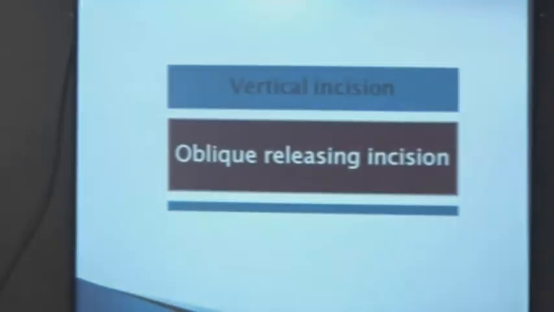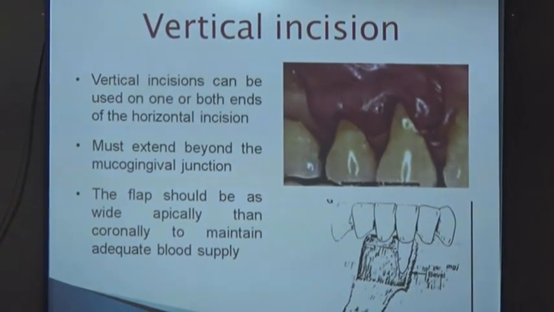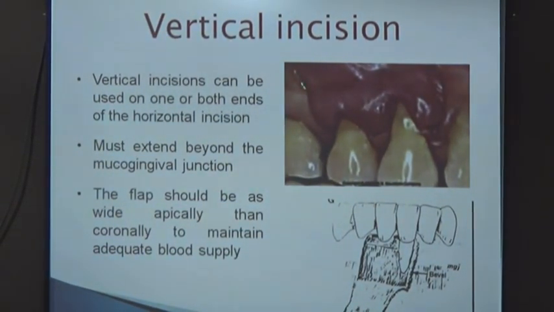There the vertical releasing incision is not there. Understood? No. Vertical oblique releasing incision. See the vertical incision. Where there is a vertical incision, do you see it here? This is only the vertical releasing incision. Look, I have drawn it here in the picture. Okay? The vertical incision can be used on one or both ends of the horizontal incision. The vertical releasing incision can be used on one side or on both sides.